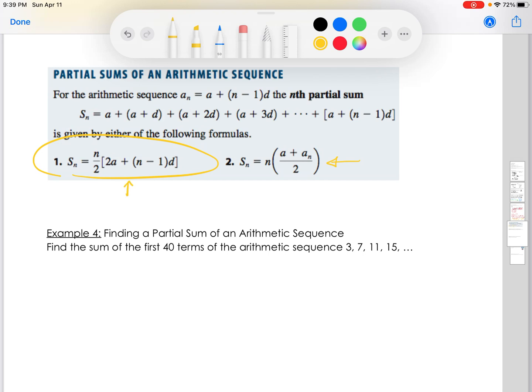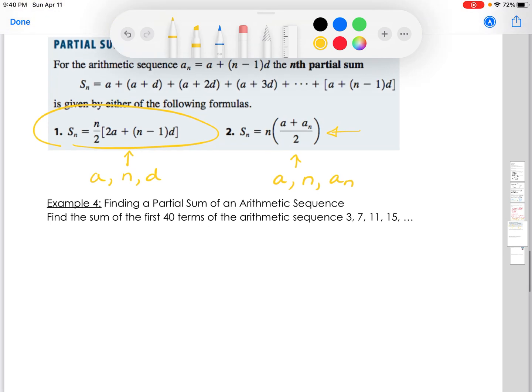So for this one, you would need to know A, N, and D. For this one, you just need to know the first term, the number term you're looking for, and the term of that number. Okay. Whereas in the first, you'd know the common difference. So it just depends on what information you're given.